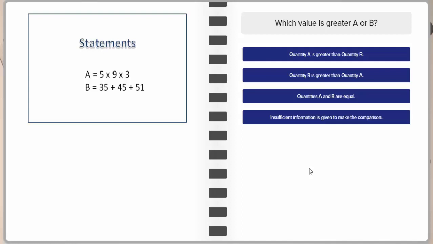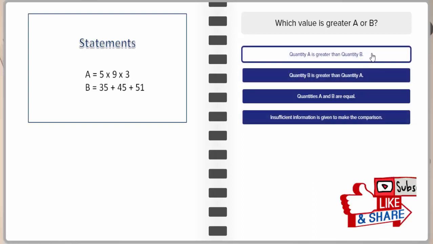135 upar wali. I think it's equal. Yeah, no, it's not equal, because 35, 35, 70 and 80 ho jayega. 80 and 51 is 131 and that will be 135. A is greater than B.